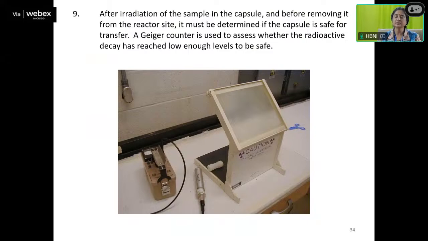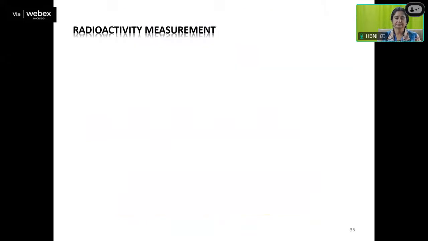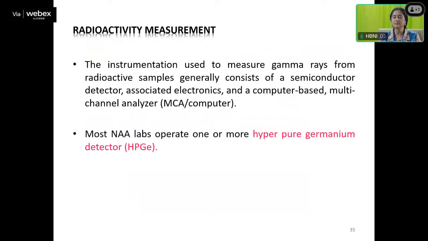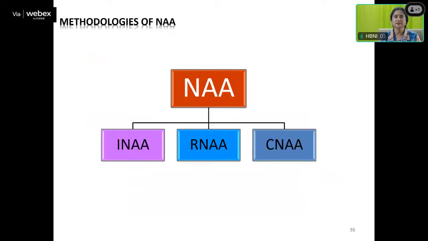After irradiation of the sample in the capsule, and before removing it from the reactor site, it must be determined if the capsule is safe for transfer. A GM counter is used for that, to see how much activity is there in the sample and whether it is safe to be transported to your laboratory. Now you have to measure the radioactivity. The instrumentation used to measure gamma rays from a radioactive sample generally consists of a semiconductor detector, associated electronics, and a computer-based multi-channel analyzer. Most NA labs operate one or more high-purity germanium detectors.